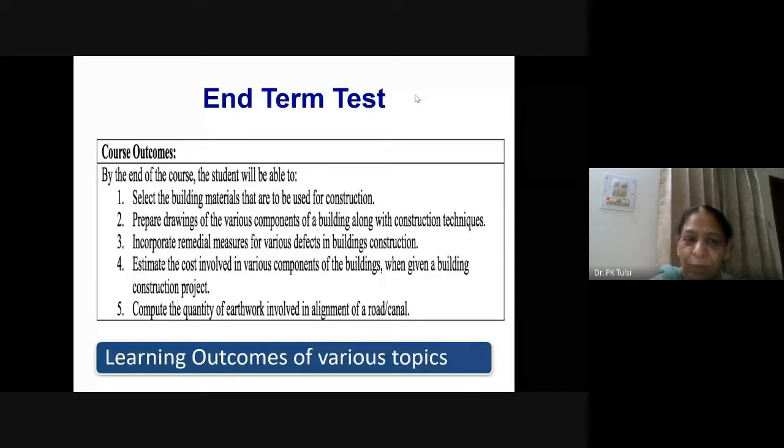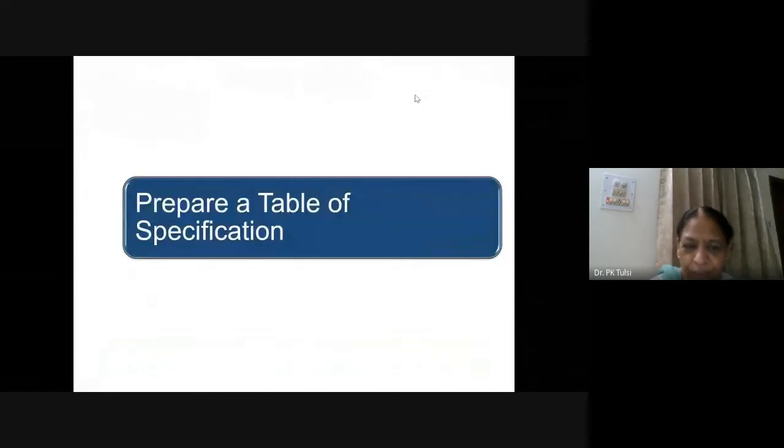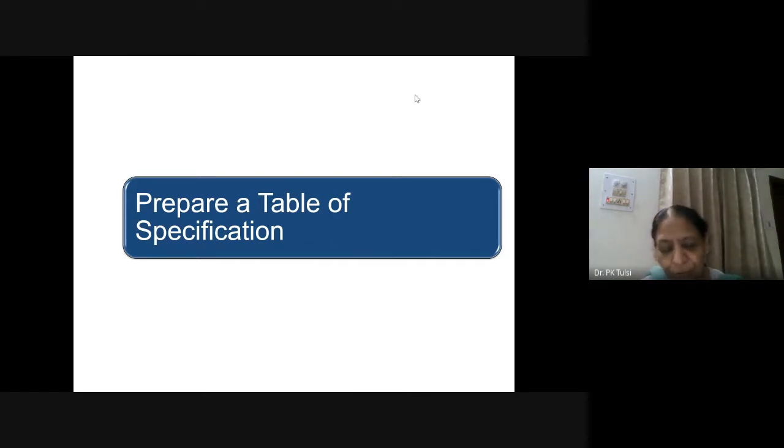Then here, when you shift your focus, the next step is preparing a table of specification. Now, I have always been saying that this should also be a part of the curriculum document, and I'm happy to share with all of you that NITL has been preparing model curriculum documents for various courses, and they have started including a table of specification therein. What is this table of specification?